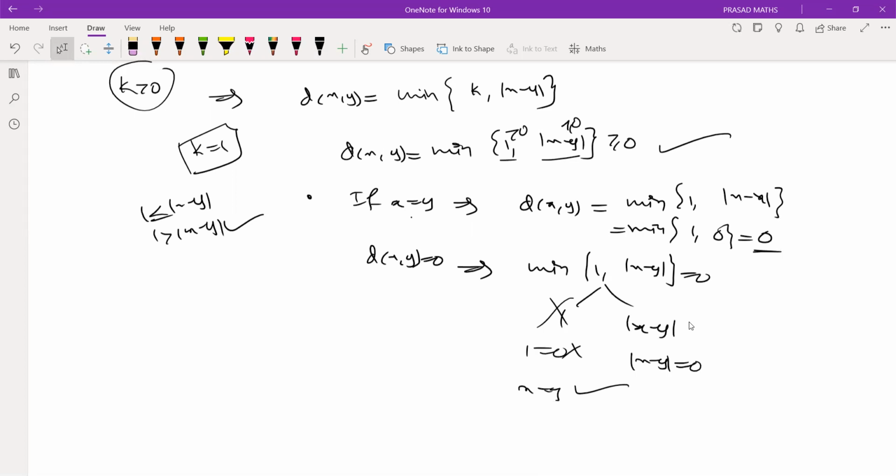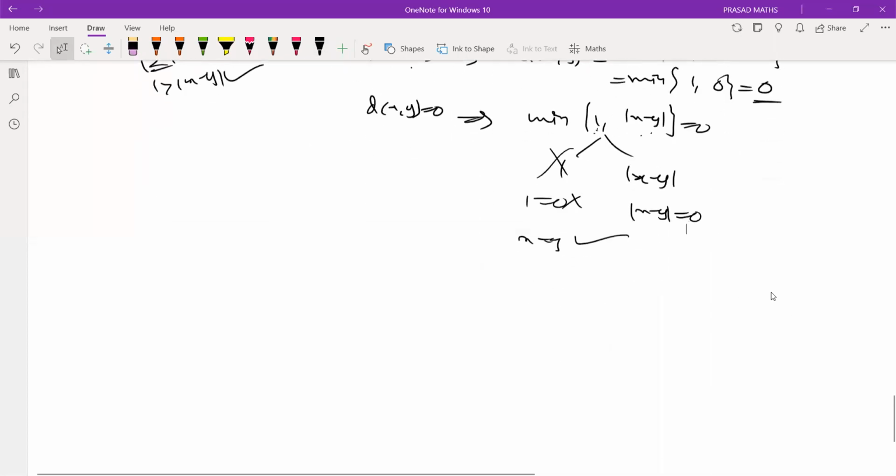Is it clear, Amma? Is it clear, the step? The minimum is either 1 or mod of x minus y. There is no chance of 1, because if it is 1, the minimum is 1, so 1 equals 0. Is it true? So wrong. Therefore, what is the chance for this? Mod of x minus y. Therefore, mod of x minus y equals 0. That means x equals y. So we have done both cases. Right? Distance is 0 if and only if the points are coincident.